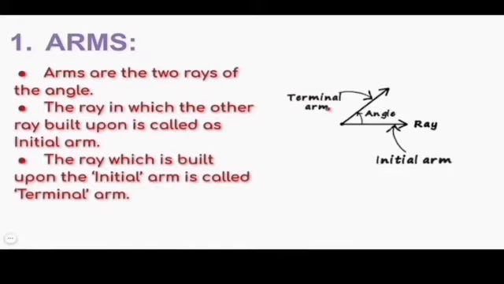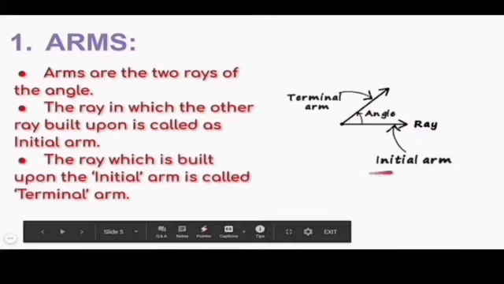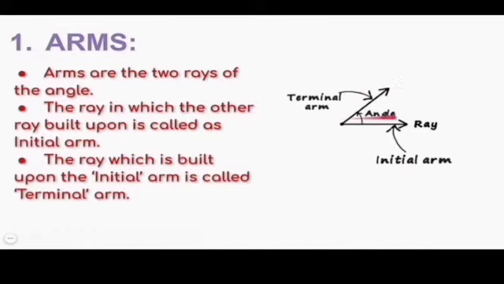As I said, an angle consists of two rays. See this ray: it is the basement that the other ray is built upon. This basement ray is called the initial arm. Basically these two rays are called the arms of the angle, and the basement ray is called the initial arm. The ray which is built upon the initial arm is called the terminal arm.